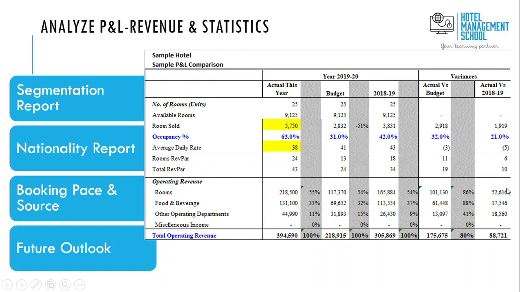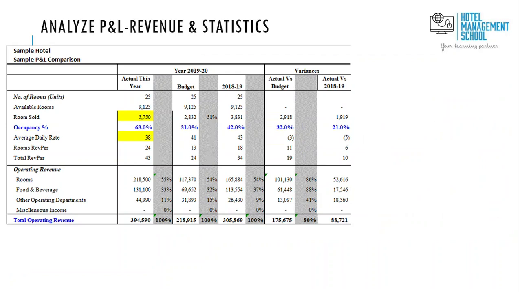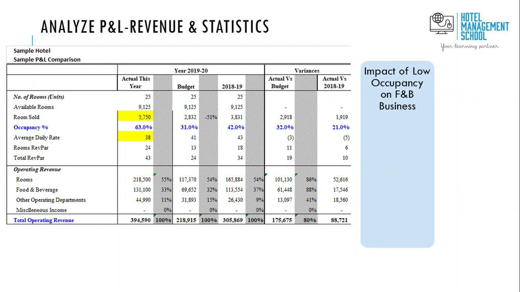Let us look now at some other departments. We have looked at the rooms division, but rooms division is not the only business in the hotel. There is 30% other business coming from food and beverage. So how are we going to analyze it? We can check the impact of low occupancy on the F&B business. So you may check the F&B revenue per occupied room.